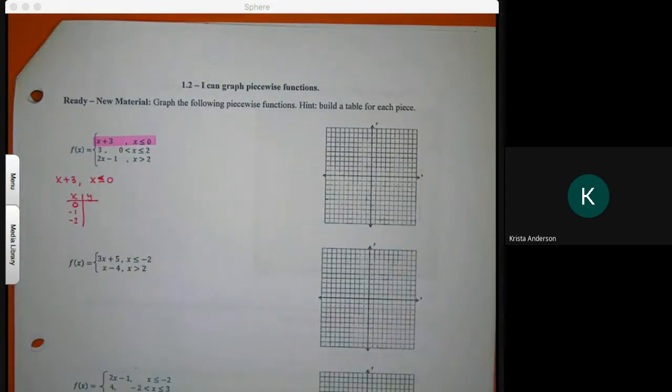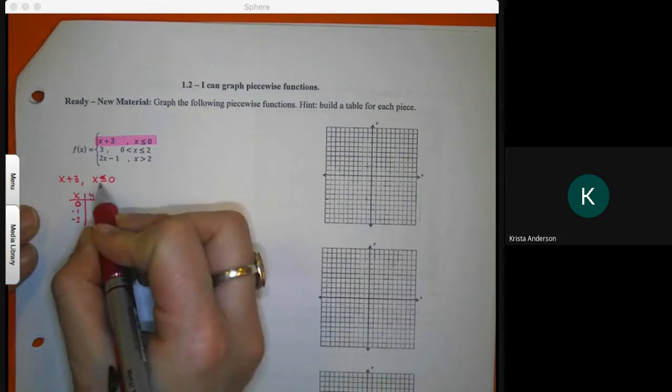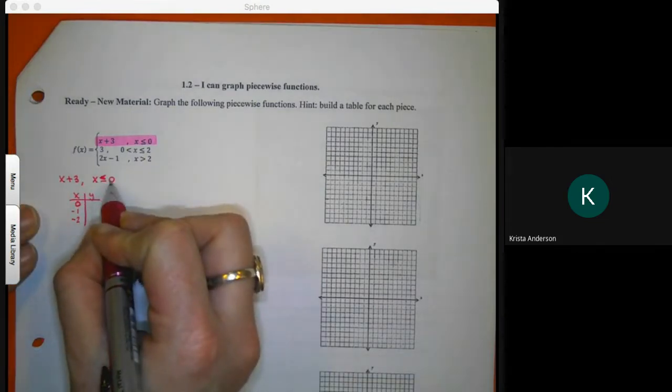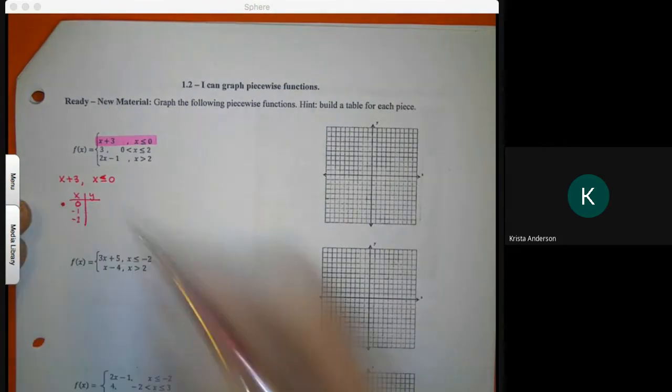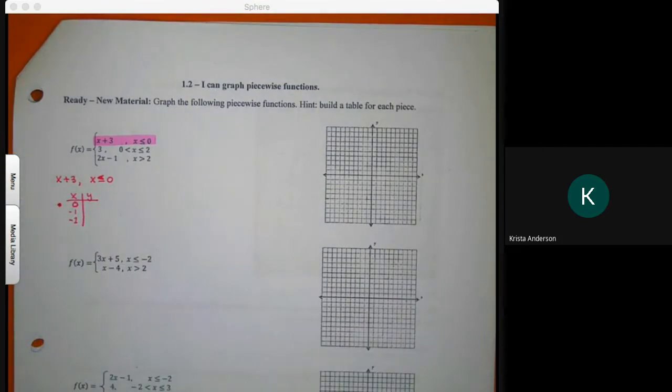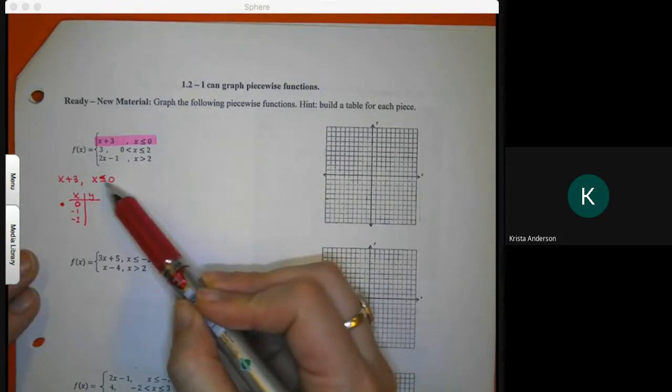Before I start plugging anything in, I want to check what type of dot I need to start with. Because there is an equal sign by that 0, this will be a closed dot when I graph it. I do not need to check any other numbers. I only need to check the number that is in the inequality statement.